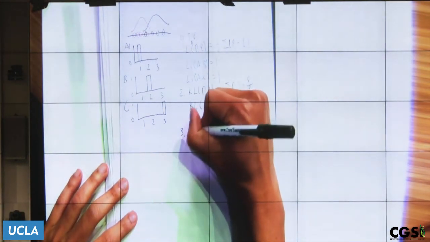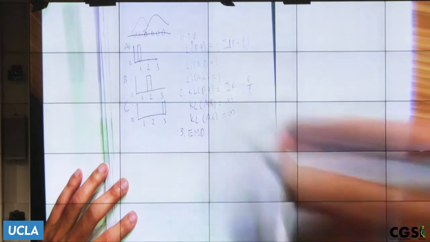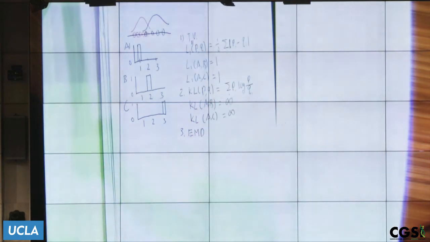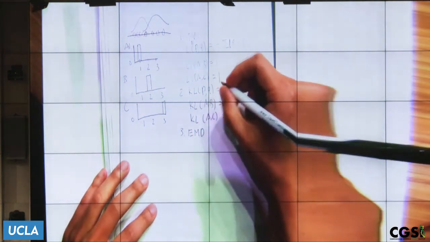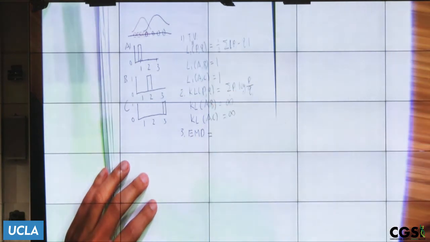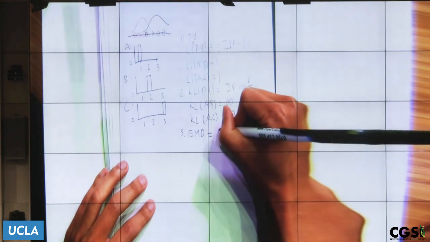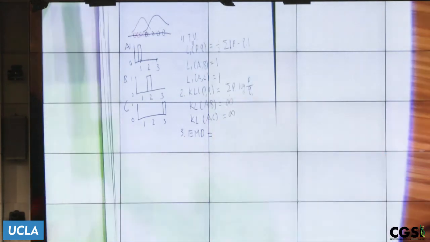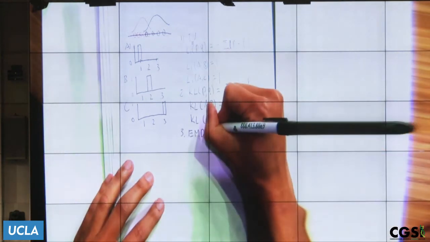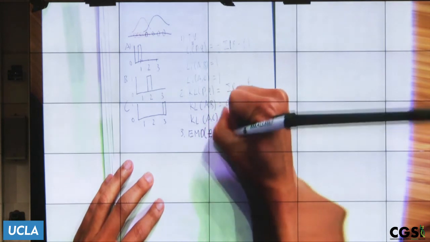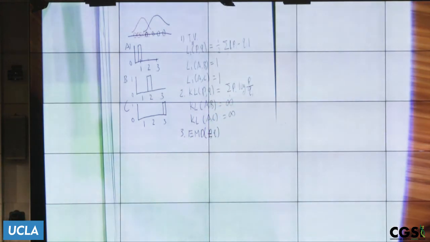It is called the Earth mover distance. So the Earth mover distance, let me give you the intuition first, and then I'll write down the mathematical definition. The Earth mover distance is basically saying, between two distributions, P and Q, how much do I have to pay to move from P to Q? Right, so let me be a little bit more precise.